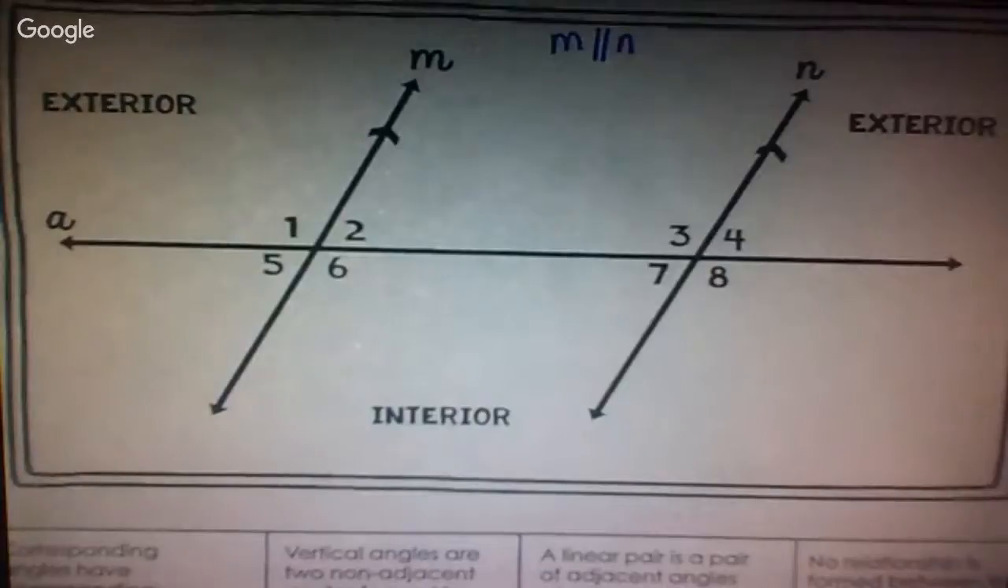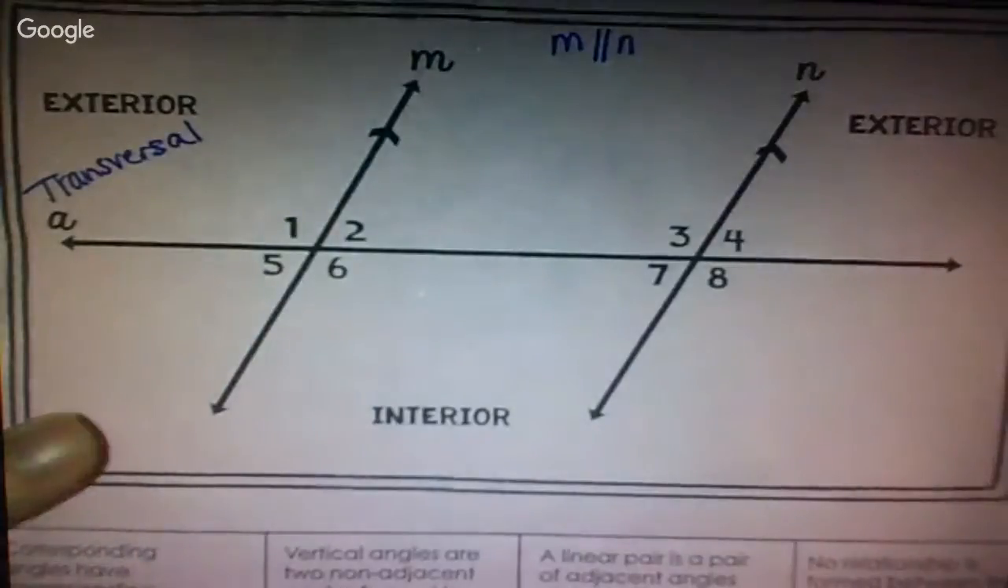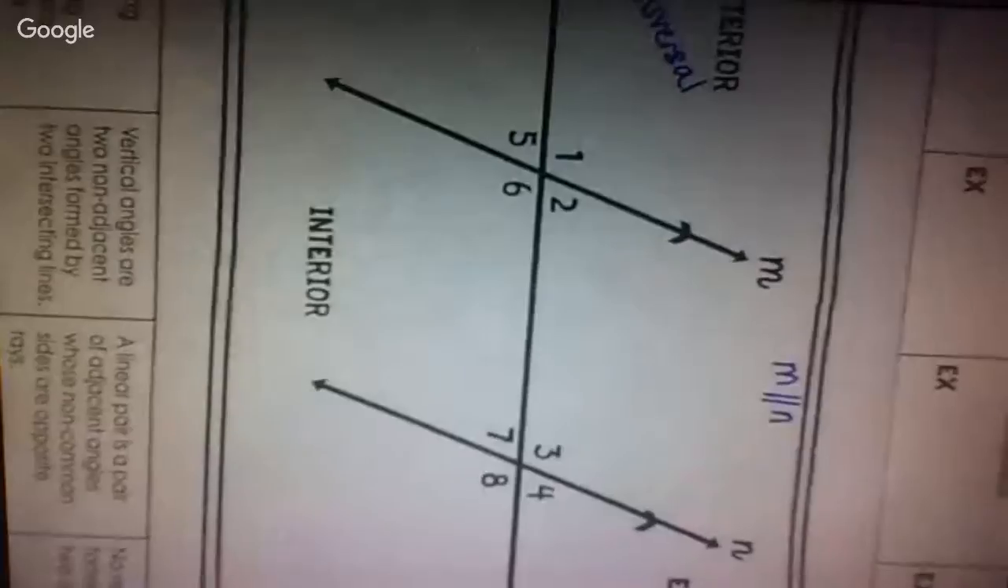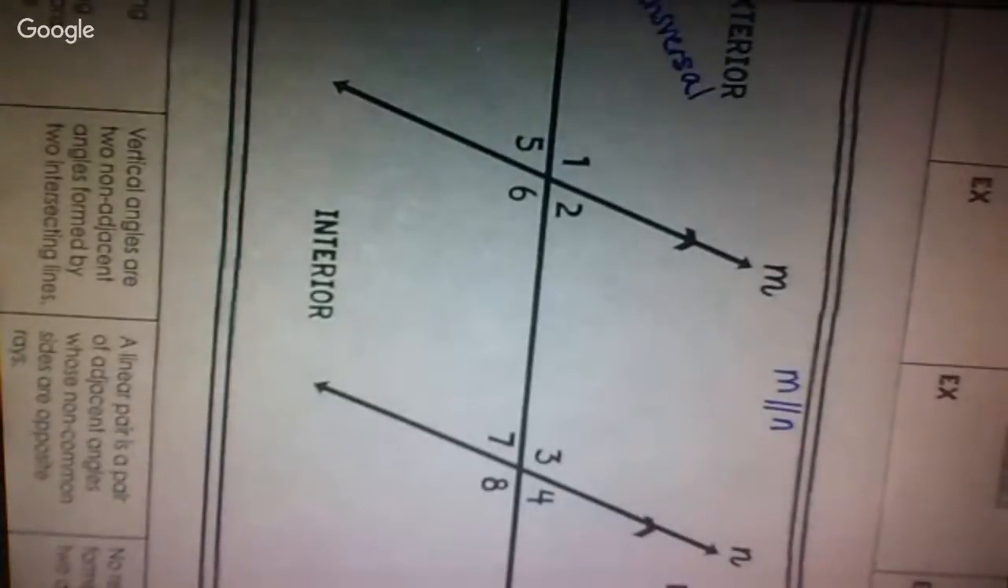These lines are going to be cut by what we call a transversal line, which is going to be line A. Okay, so this is your transversal. Also, don't be confused, because I can take this picture and flip it this way, and guess what? That's still two parallel lines cut by a transversal. It doesn't matter which way it's flipped. It's all the same thing.